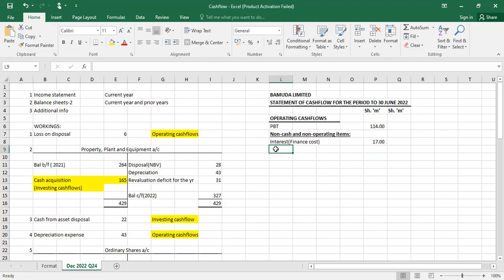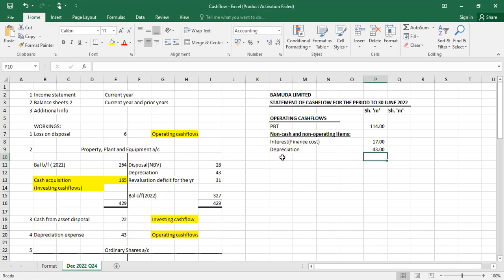Now, which are the most obvious non-cash items to adjust here? Somebody? Depreciation. Depreciation is the first. Being that we already minus the depreciation as an expenditure, then you add back the depreciation expense. How much was the depreciation expense? So this was 43. 43. So you add back.